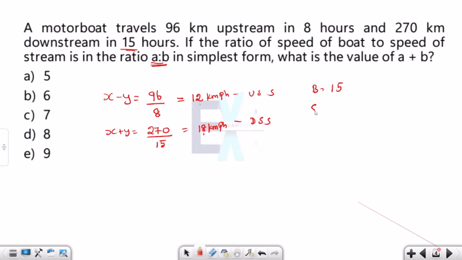Next, what is the speed of stream? In this case, you have to take that difference and divide it by 2. So 18 minus 12, 6. So what is half of 6? 3. Okay, so the ratio will be 5 is to 1. So this is A is to B, like 5 is to 1. And what they are asking you to find is the value of A plus B. So what is A plus B? 6. The answer for this particular question is 6.